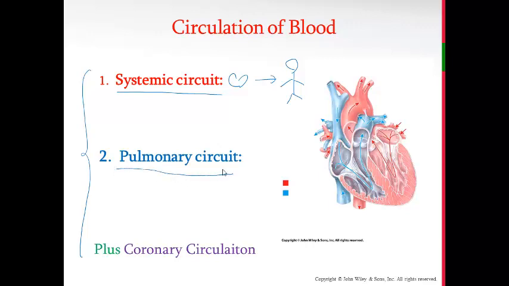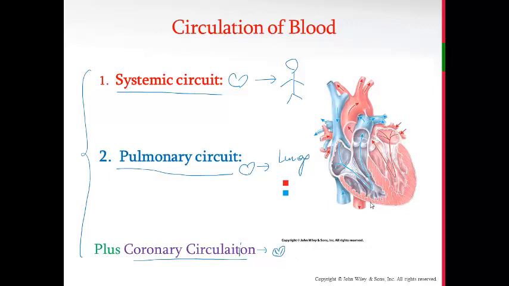Now, how about the pulmonary circuit? Where do you think blood is going to go? It goes from the heart to the lungs. And the coronary circulation is, for instance, going to the heart: blood vessels supplying the heart itself.